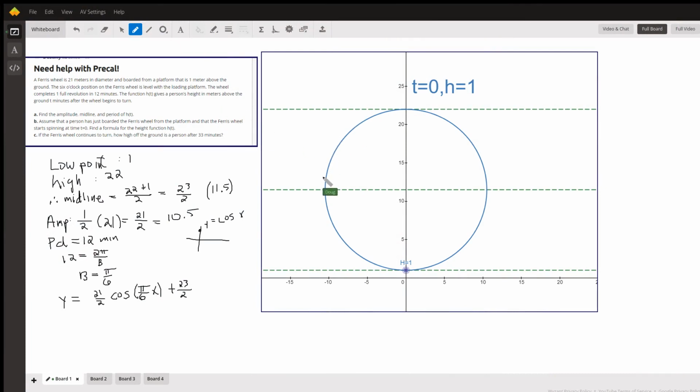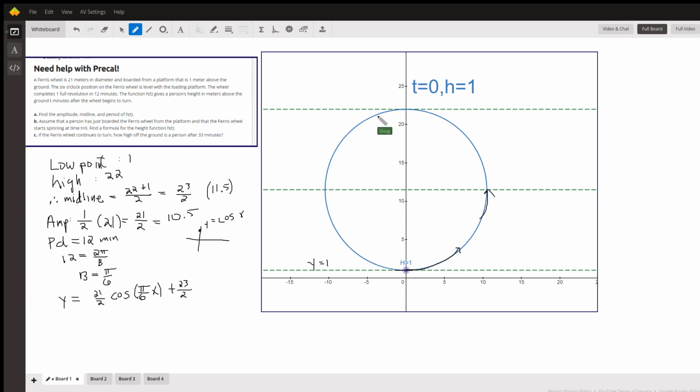Okay, here's this red circle representing the Ferris wheel. And the low point of that Ferris wheel is 1 foot above the ground. This is the line y equals 1. As the Ferris wheel starts rotating, the height of that car keeps increasing. And we want a formula that'll give us the height of the Ferris wheel at any time t.